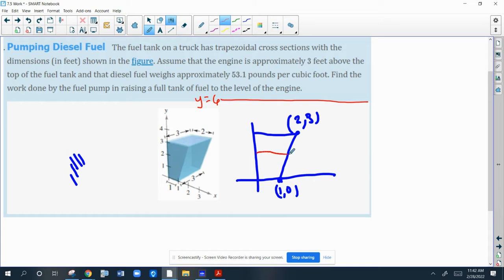So here's a representative slice, and we're going to pump this to the engine here. Now, a lot of times we've been looking at circular tanks, so this would be a little cylinder, but if you look at this tank, it's going to be like a rectangular prism, like a box. So when I get the volume of this to get the weight, it's going to be length times width times height.